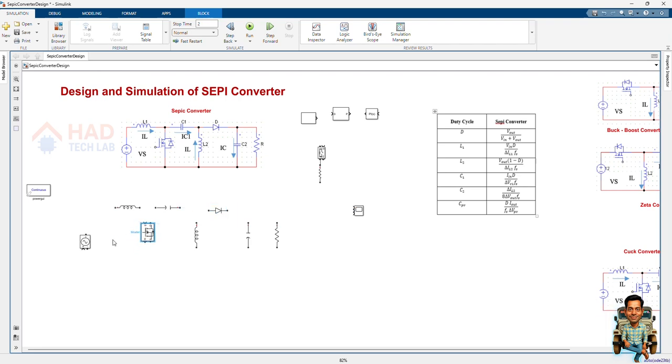Then connect all the elements as shown in the circuit diagram above. The input source is connected to the inductors, then the capacitance and diode. Then connect the load parallel with the capacitance, and connect it here. So let's complete the circuit.